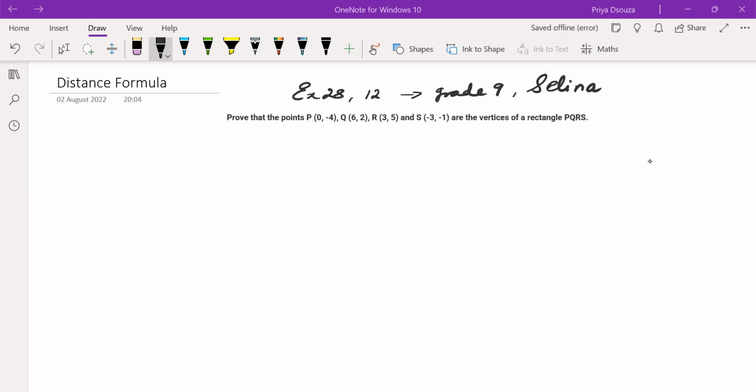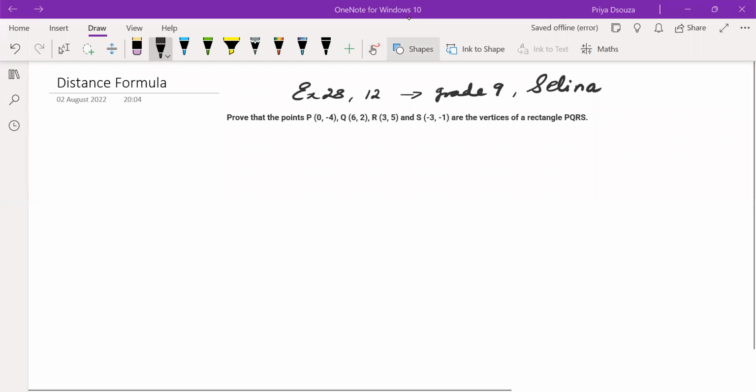Okay, this is with respect to exercise 28 from Selena, grade 9 for mathematics. Exercise 28, question number 12, based on distance formula. The question says, prove that the points P (0, -4), Q (6, 2), R (3, 5), and S (-3, -1) are the vertices of a rectangle PQRS.